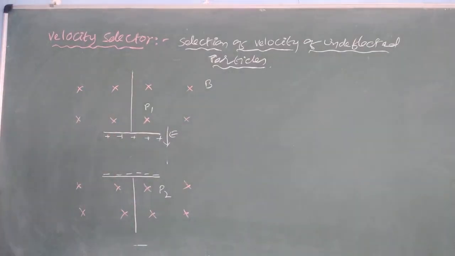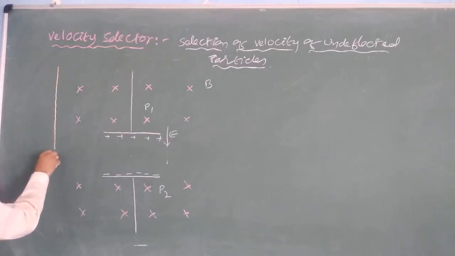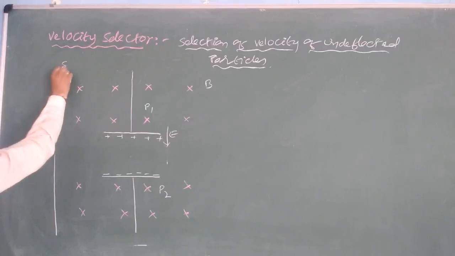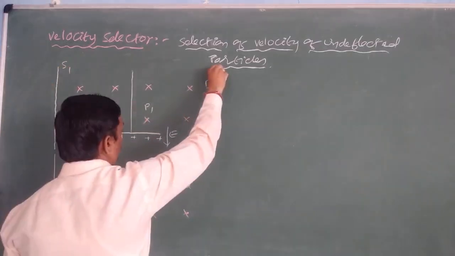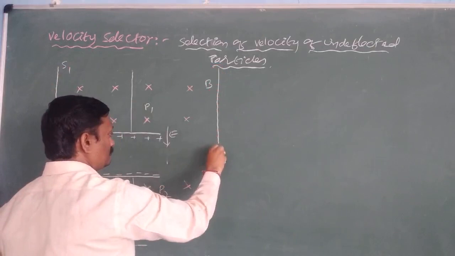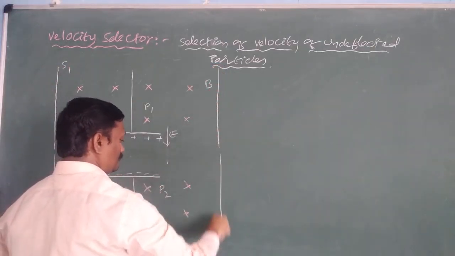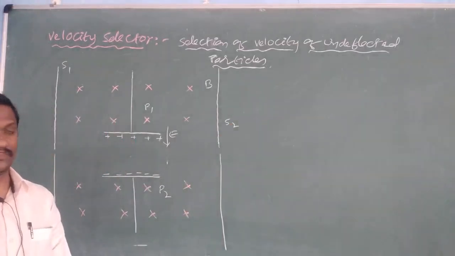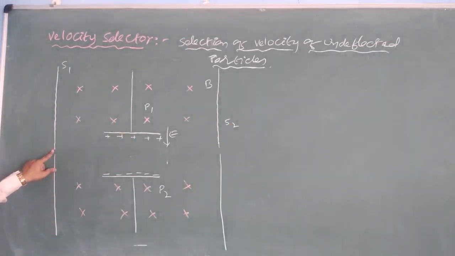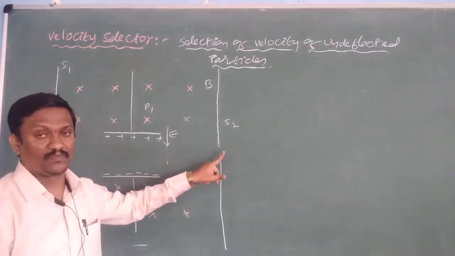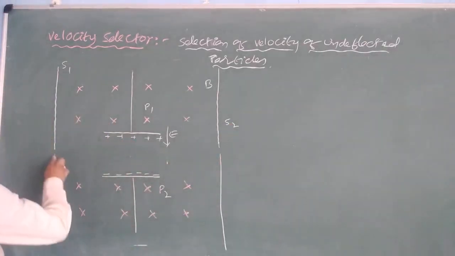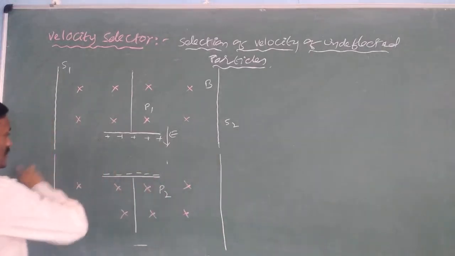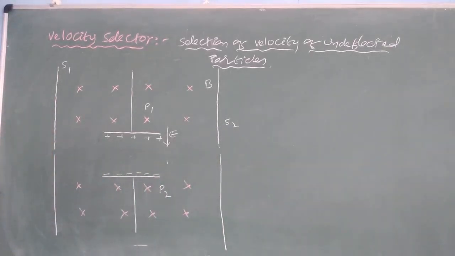On the left side are the slits: the slit S1 and the slit S2. The first slit has a small hole, and the second slit has one more small hole, and both small holes face each other, exactly opposite to each other. And on the left side a source is there.